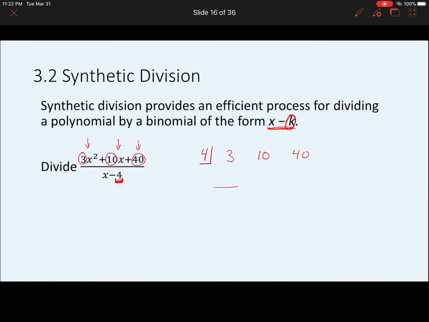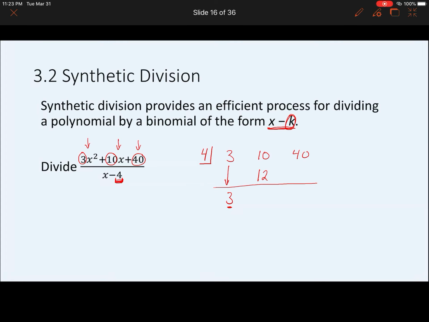If there's a missing term, which we'll talk about in a few minutes, you have to make sure you're aware of that, and we'll talk about how to deal with that in just a minute. So we're going to start with the 4. Again, that's what we're dividing by. And then out to the right, we're going to put the 3, the 10, and the 40. And then we're going to leave a little space and draw a line.